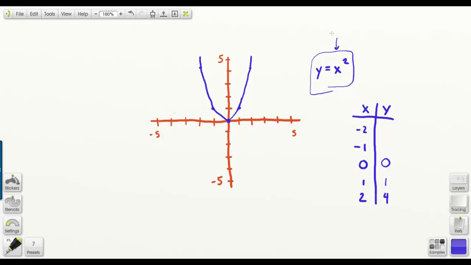If I plug in a -1 for x, what that means is I'm doing -1 squared, or -1 times -1. Negative times a negative is positive. So even though I plug in a -1 for x, I get a positive y, +1 for y. And if I plug in a -2 for x, I get -2 times -2, which is +4. And so we notice that everything in the y column is positive. Doesn't matter if it's positive or negative in the x value.